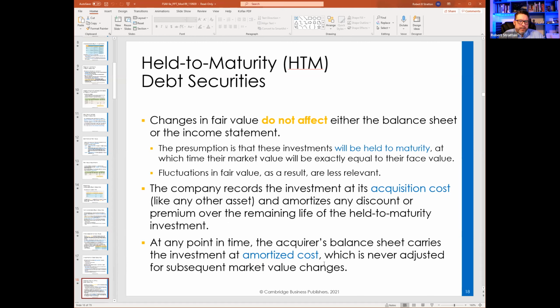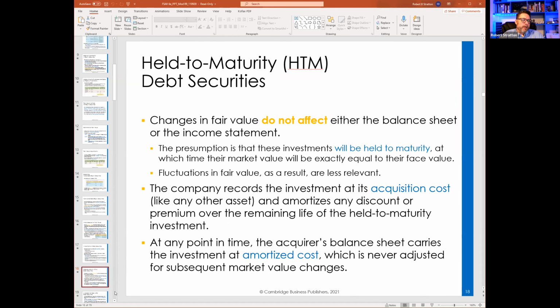Okay, and another thing is we're starting to introduce this amortized cost, which we'll get to again this chapter. Some things you amortize, and some things you don't. So here you would amortize these at the initial purchase.